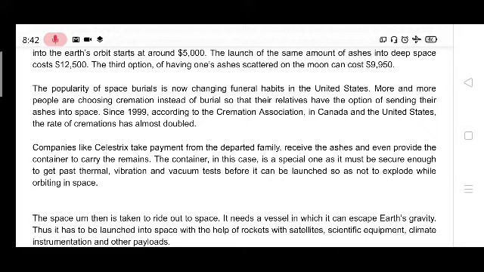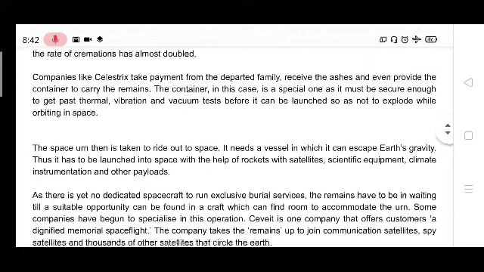Companies like Celestics take payment from the departed's family, receive the ashes, and even provide the container to carry the remains. The container, in this case, is a special one as it must be secure enough to get past thermal vibration and vacuum tests before it can be launched so as not to explode while orbiting in space.